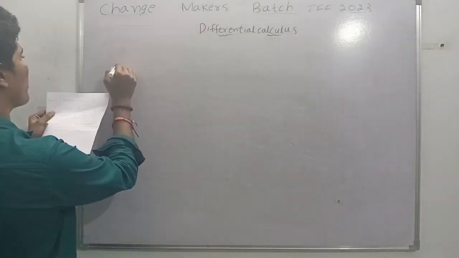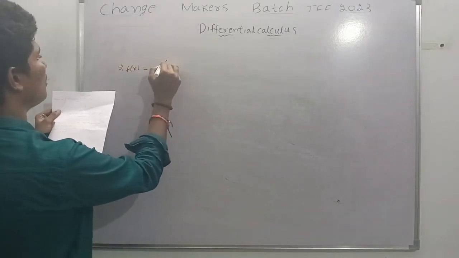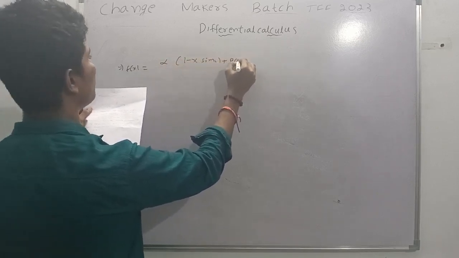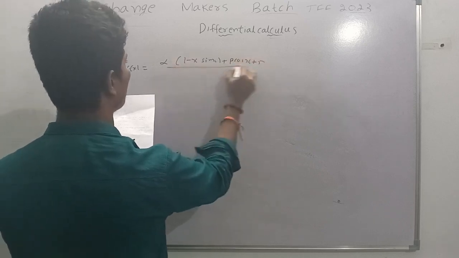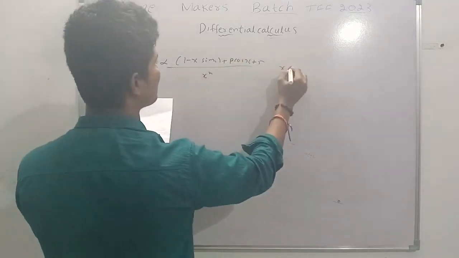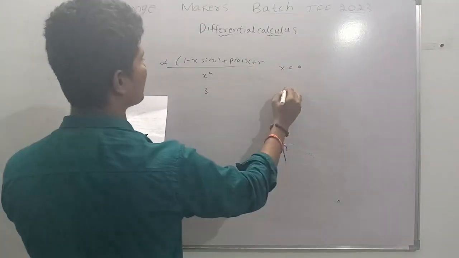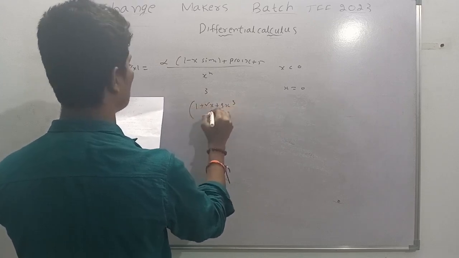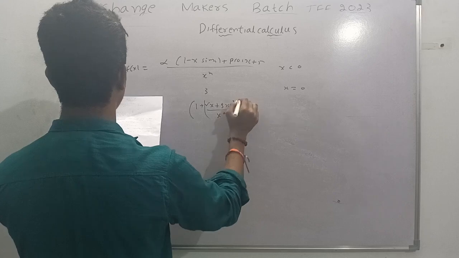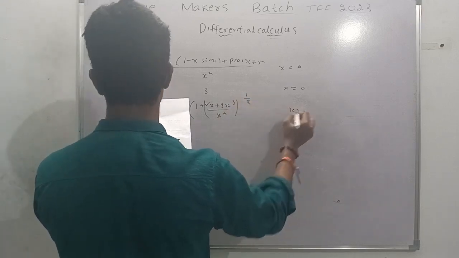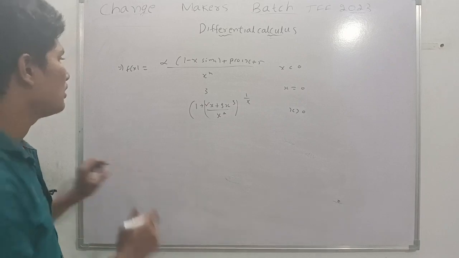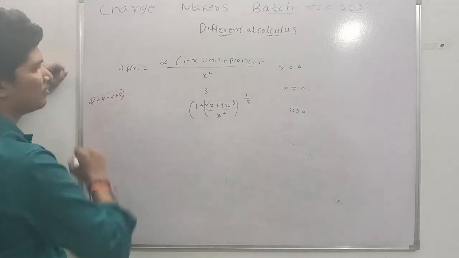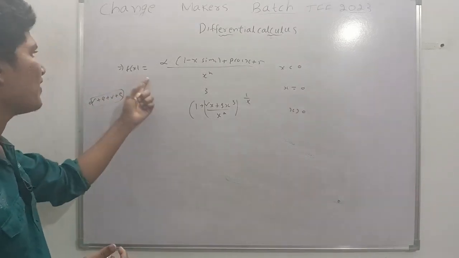Basically the first question is: f of x equals alpha times (1 minus x sin x) plus beta cos x plus 5, divided by x square, for x less than 0; equals 0 at x equal to 0; and (1 plus gamma x plus delta x cube divided by x square) whole power 1 by x, if x is greater than 0. See, they are asking alpha plus beta plus gamma plus delta. These points they are asking. See here, f of x equals this thing.